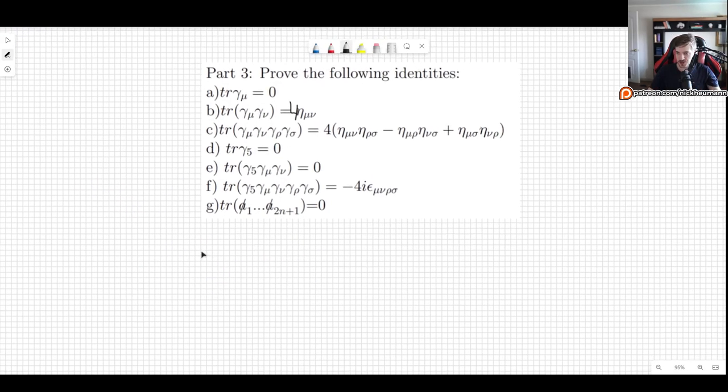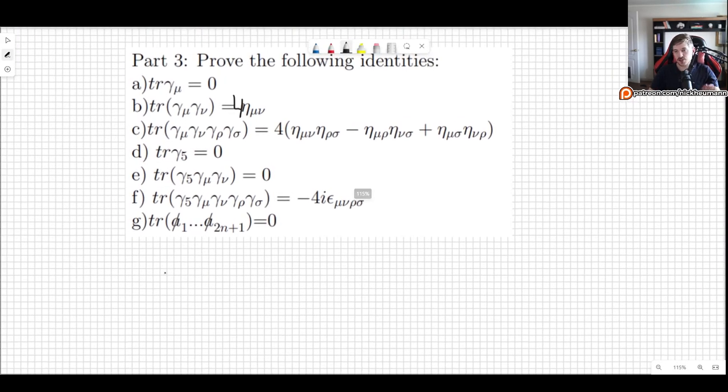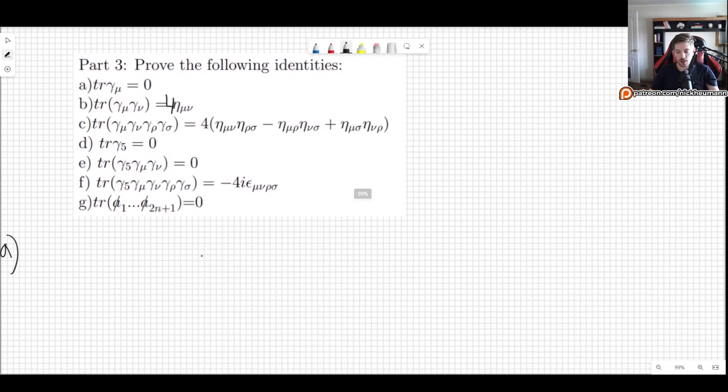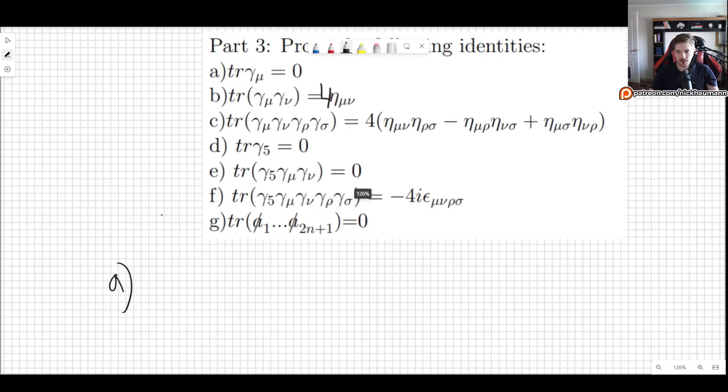So now we are ready to go for part 3. So part 3, let's go A. Now we're going to be proving a lot of trace properties. Now, what is the trace, you may be wondering? Well, the trace is simply the sum of the elements in the diagonal of a matrix. That's basically what it is. And there are a few important trace properties that you should know.